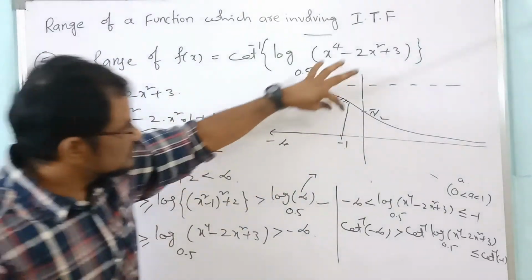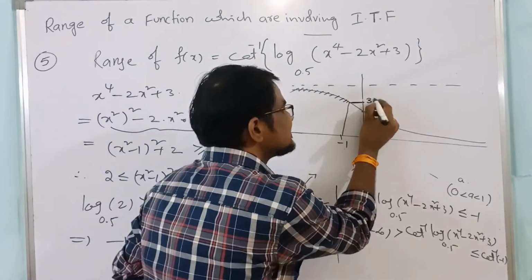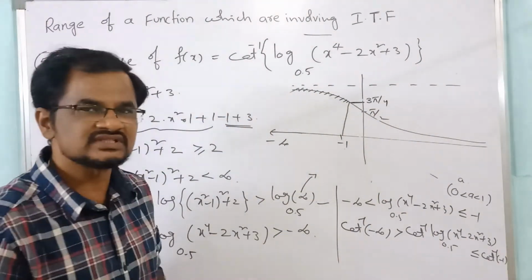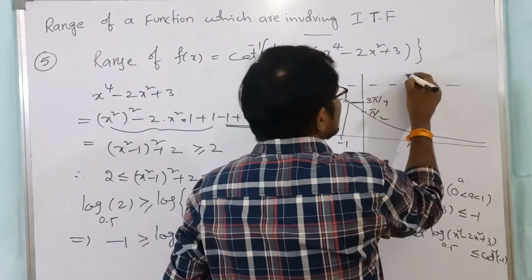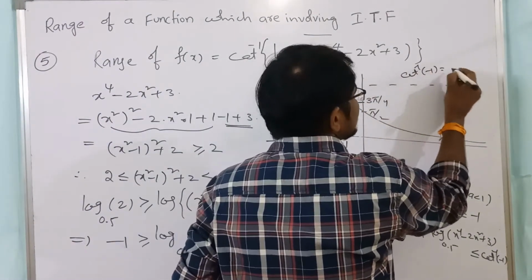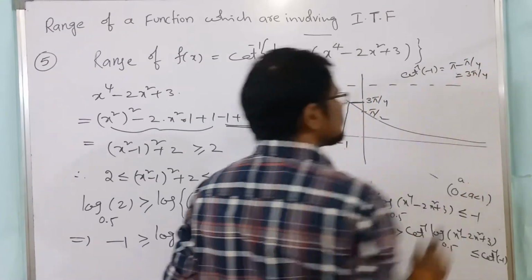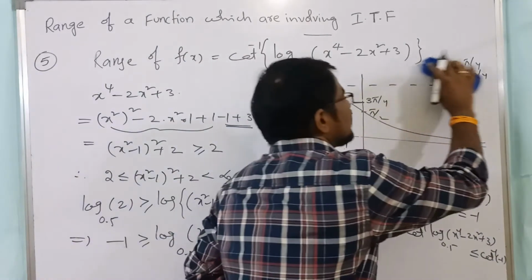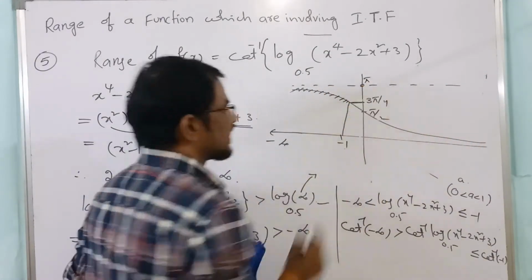Understood? So here to here means nothing but this is 3 pi by 4. Cot inverse of minus 1 is 3 pi by 4, like this. Cot inverse of minus 1 equals pi minus pi by 4, that is equal to 3 pi by 4. Now from 3 pi by 4 to here, open circle at pi.